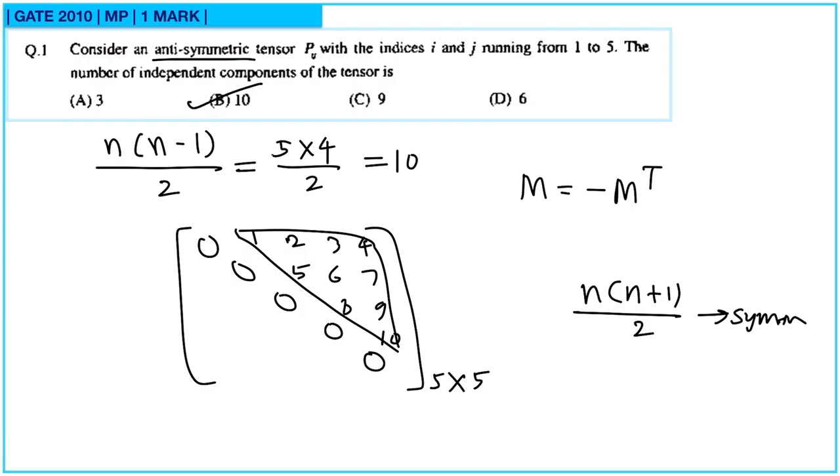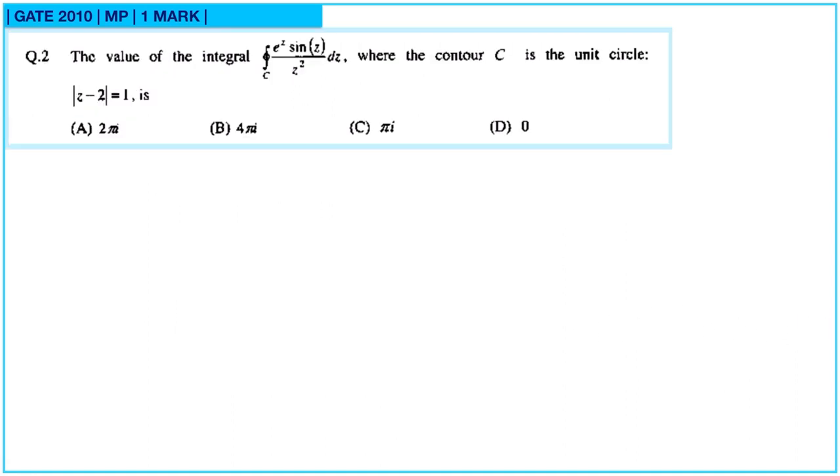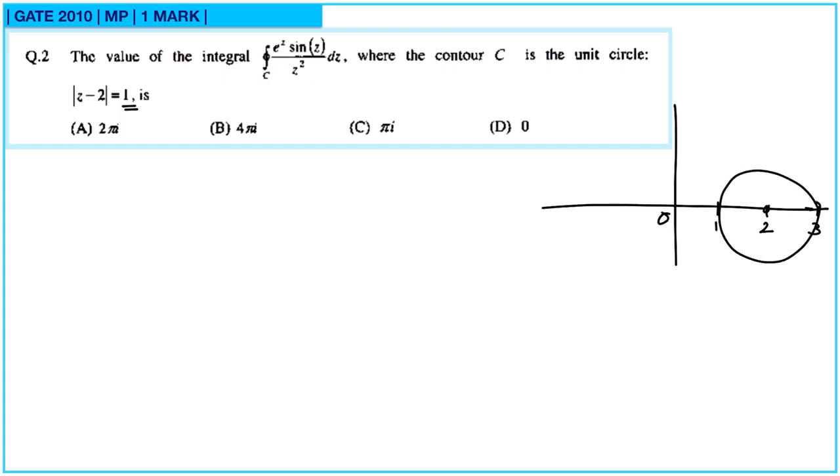Next question. The value of the integral of e^z sin z upon z square dz, where contour C is the unit circle |z minus 2| equal to 1. So this is the circle with radius 1. This radius is 1 and center is at 2. So this is 0, then 1 and then 2. So center will be here and its radius is 1. So this will be the circle. This will be the contour that we are dealing with.